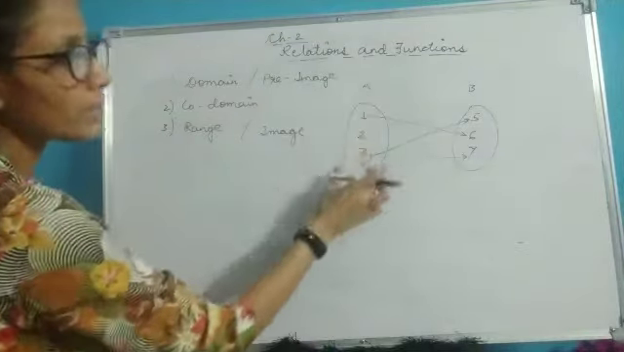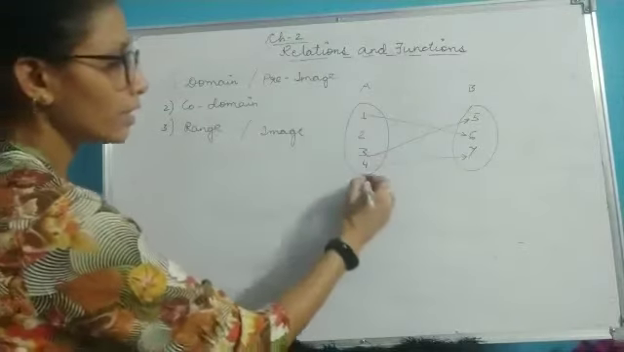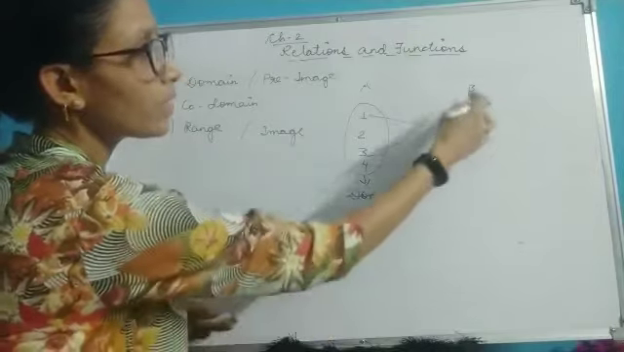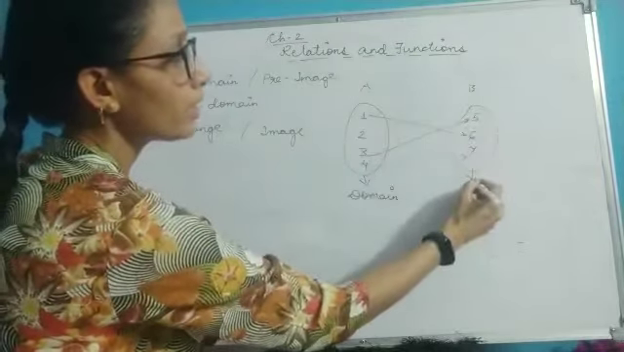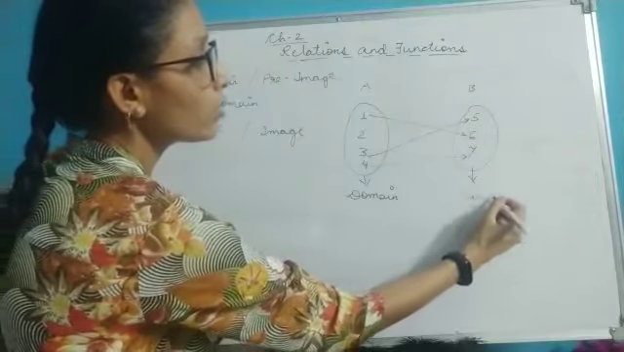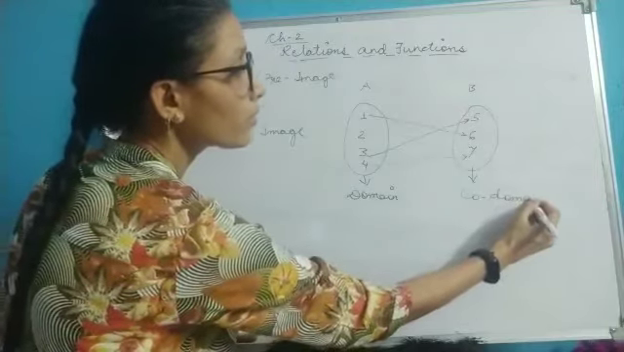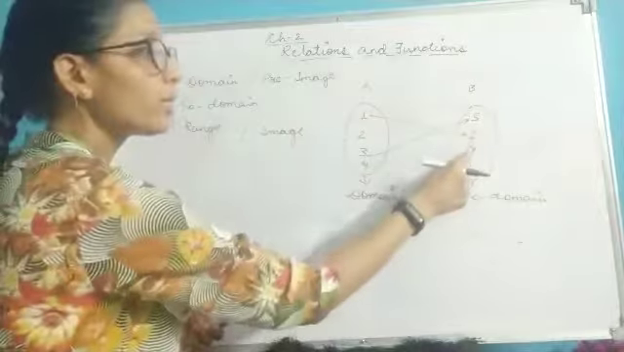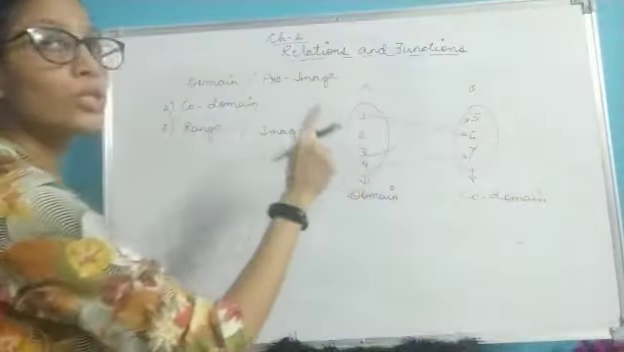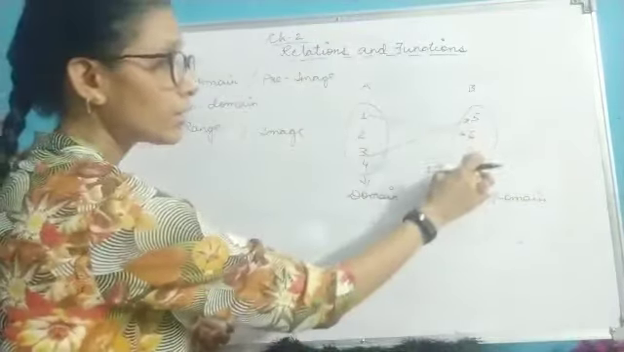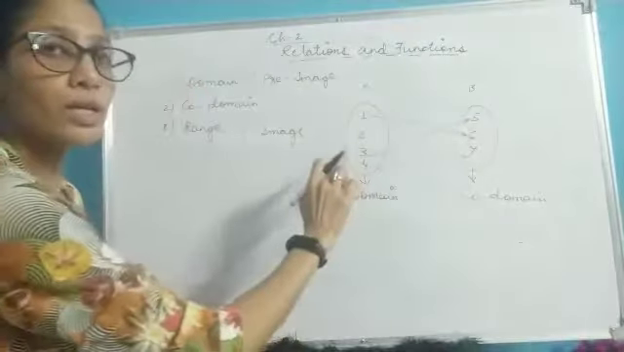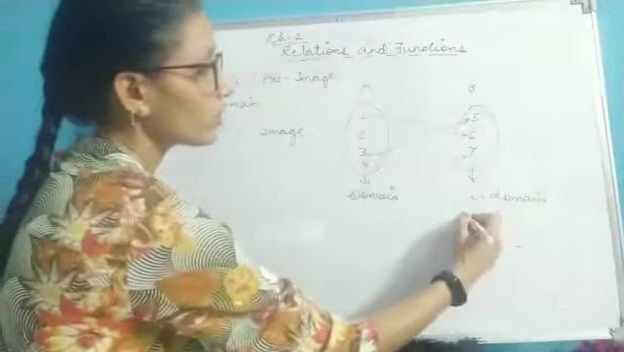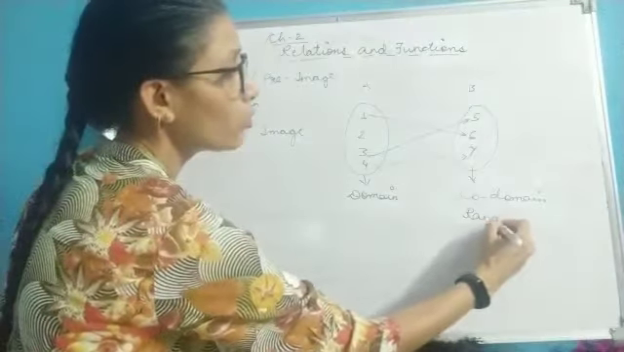Now these elements which are present in set A are known as the domain. The elements which are present in set B are known as the codomain, but the elements of B which are in relationship with the elements of A, those numbers are known as the range.